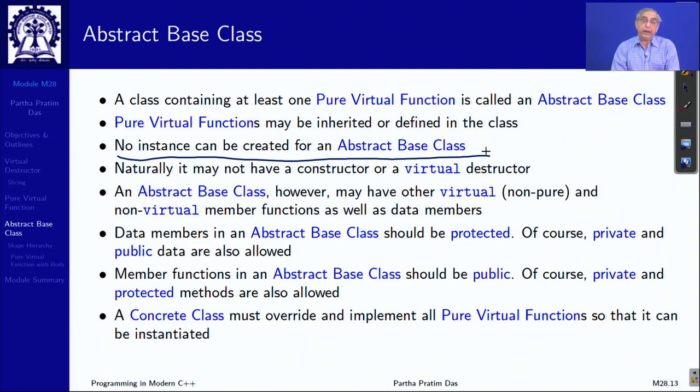But when a concrete class is derived from this, it will have to override and implement all pure virtual functions. If the abstract base class has two pure virtual functions, and a concrete class derives from it and overrides and implements only one, but does not do the other, then that class also contains one pure virtual function, and therefore that class also will remain an abstract base class. Right? So, that is the whole idea.